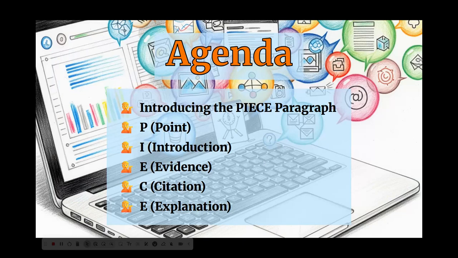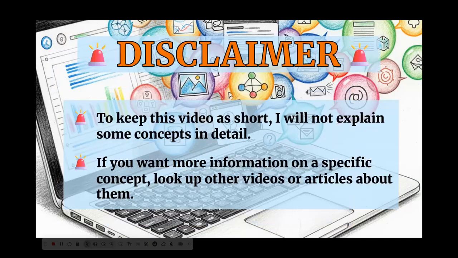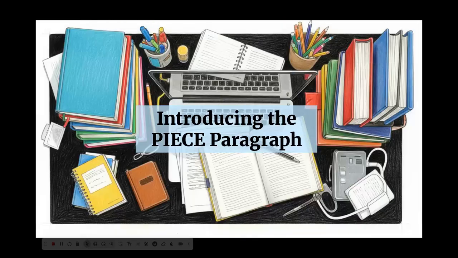Our agenda for today is the PIECE paragraph, where we'll talk about the 5 parts: P for point, I for introduction, E for evidence, C for citation, and the second E for explanation. This video is going to be so long, it's going to be broken into 2, so I'm really trying to keep this as short as I can, so I will not be explaining things in detail. If you want more information on some stuff, please feel free to look it up after the videos.